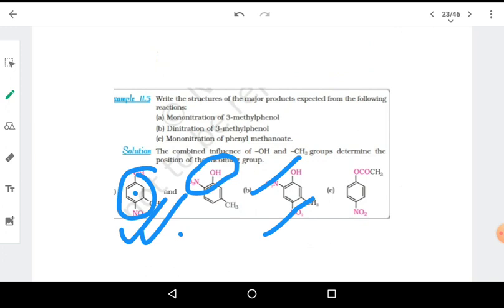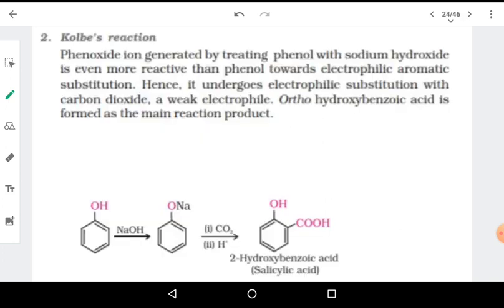Now another one is mononitration of phenyl methanoate. So when we have mononitration of phenyl methanoate, it will come only in the para position. So this is important. Let us now talk about the Kolbe's reaction. Now whenever we hear about Kolbe, remember that we need CO2. We need CO2 in his reaction. He is very fond of CO2.